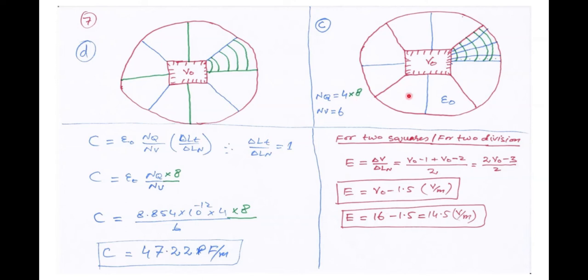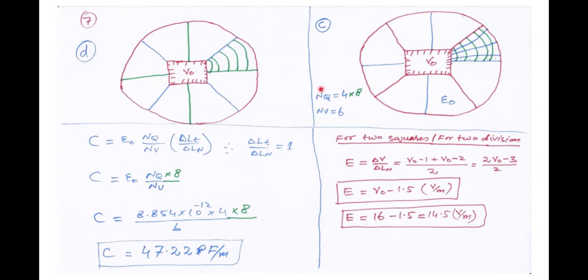And how do we count the total number of squares in between the conducting boundaries, which we denote by NV? The total number of curvilinear squares in between the two conducting boundaries is 6, that is 1, 2, 3, 4, 5, 6.